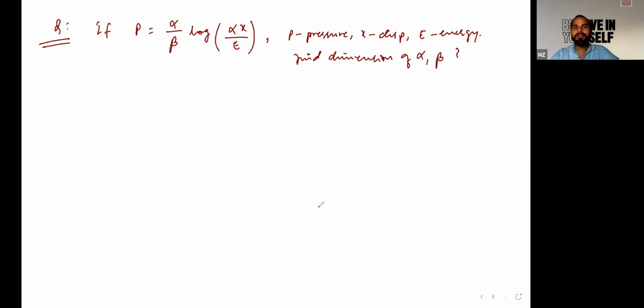Okay. So first of all, how to approach this problem? Just see this whole part. It is nothing but log of any number. As we have already discussed, log of anything like this represents just a number, and a number is a dimensionless quantity. So just equate it to 1 and try to obtain the rest of the part which is unknown in the expression.